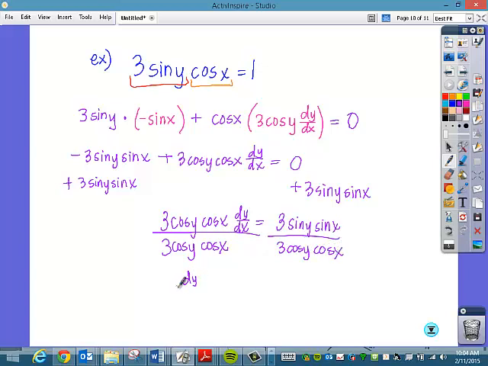Leaving me with, so you could cancel out the 3's, so you could say sine y sine x over cosine y cosine x. That's totally fine if you leave it like that. You could also say, well, sine over cosine is tangent. So sine y over cosine y is tangent of y. Sine x over cosine of x is tangent of x. So both of those are acceptable final answers.